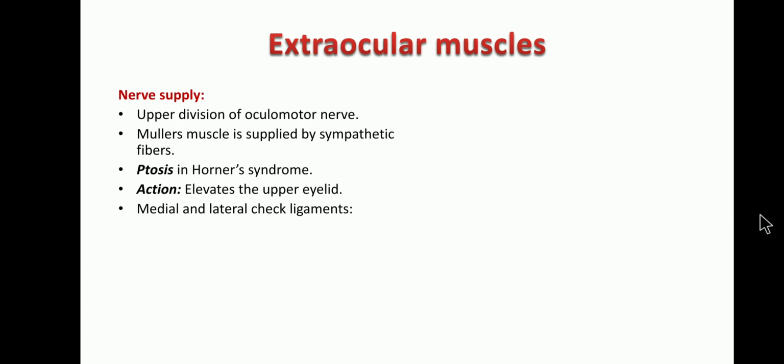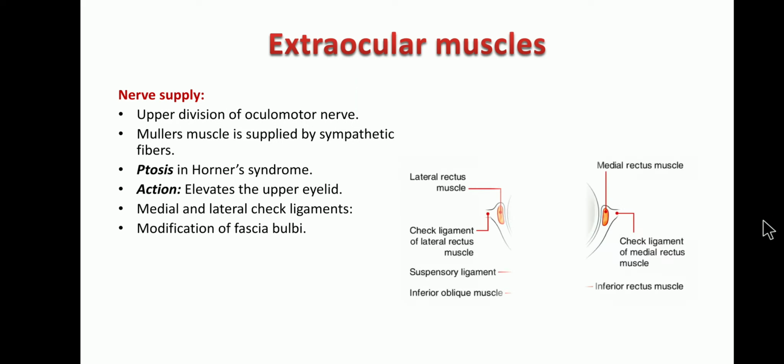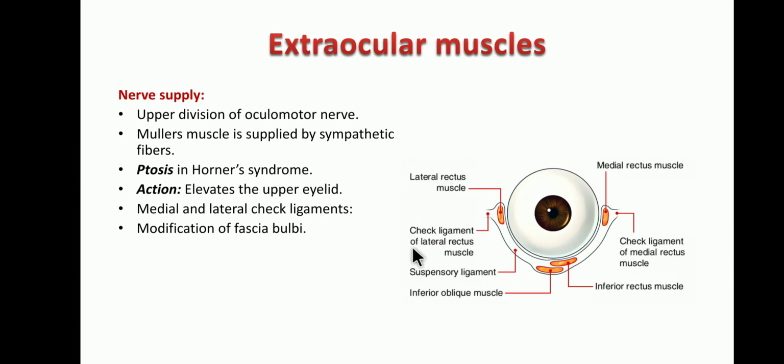Then, what are the medial and lateral check ligaments? They have nothing to do with the levator palpebrae superioris. They are modifications of fascia bulbi. Fascia bulbi is a fascia which surrounds the eyeball, external to the sclera. Between that fascia and the sclera, you have the episcleral space. This fascia attaches to the Whitnall's tubercle laterally. In the same way it also attaches to the medial wall, forming the check ligaments.